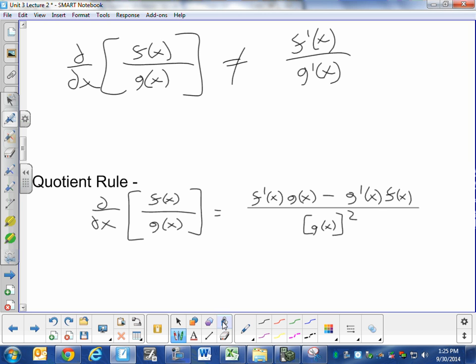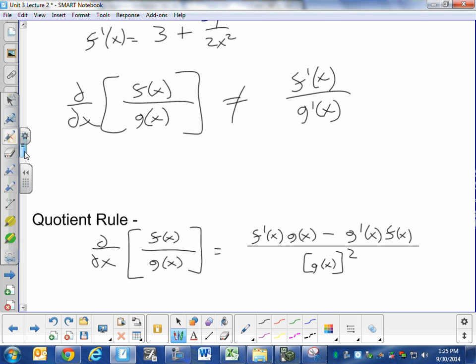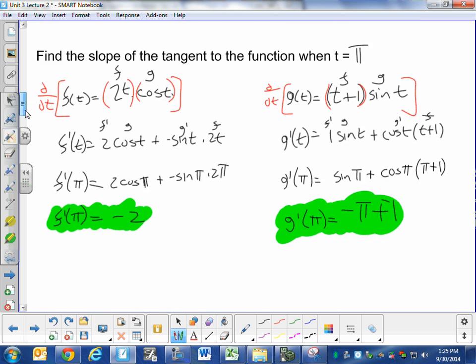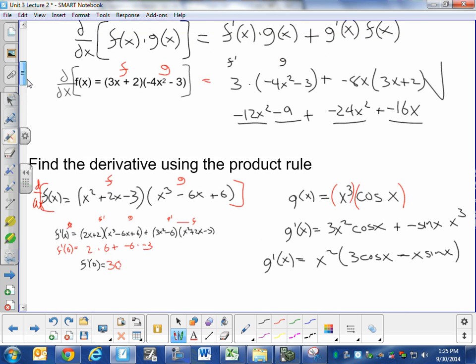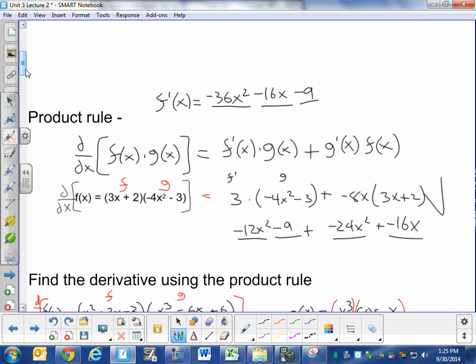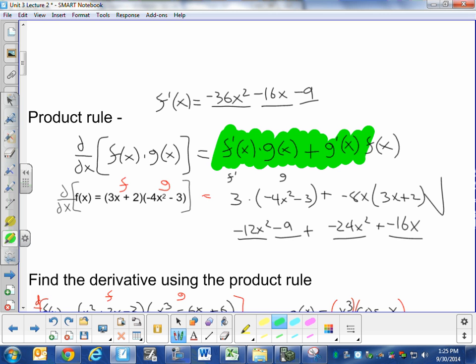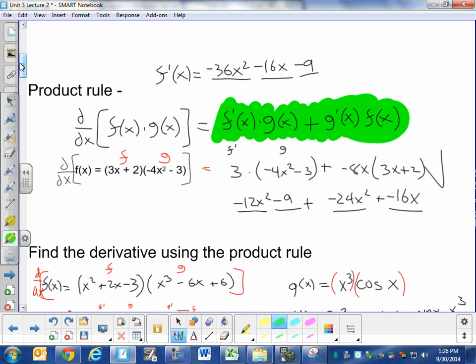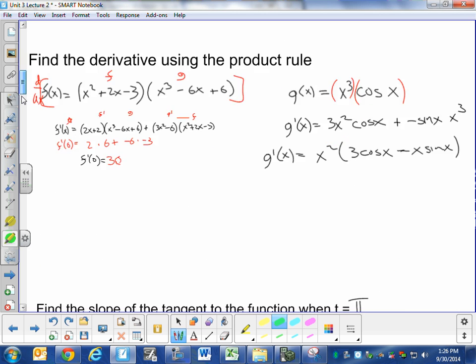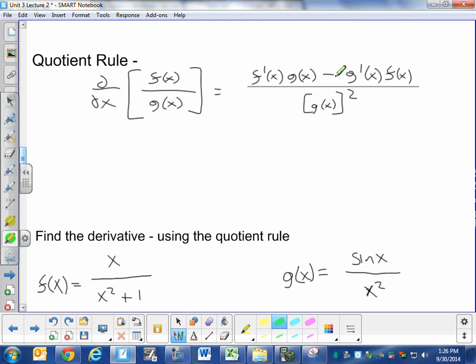Now, your book and other sources use different formulas than I do. They use U's and V's, and when you're checking your work, you might be like, well, I got the same thing, but it's flip-flopped. It's okay. I like using this as opposed to the way the book does it, because you got f prime g, g prime f. Here, you got f prime g, g prime f.